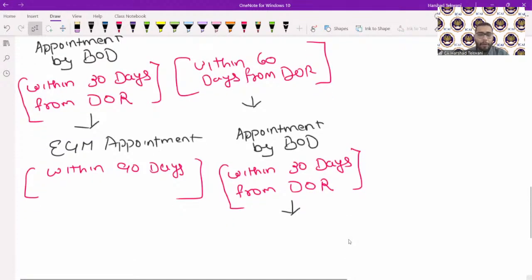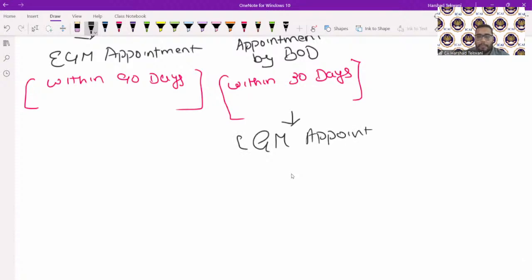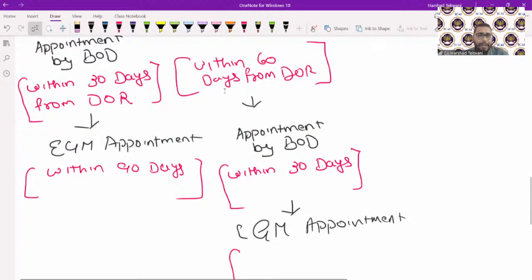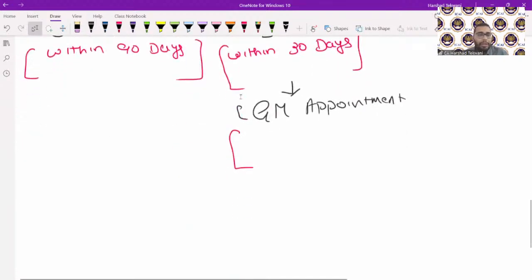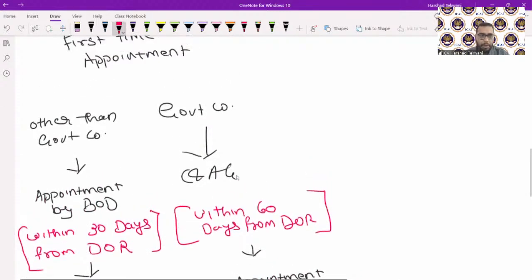Within 30 days from the above date, not the date of registration here, from the end of 60 days, it will be by the board. Now, if the board fails, if the board is also not able to appoint, then EGM appointment. What is the time limit for EGM appointment? Earlier it was 90 days, because initially it started from the 30 days. But here CNAG also has 60 days, so the time limit will reduce and it will become only within 60 days. So this is how the appointment is required to be done. I hope it is clear.